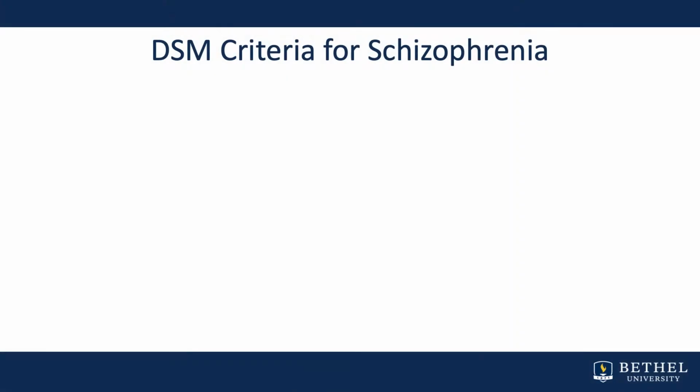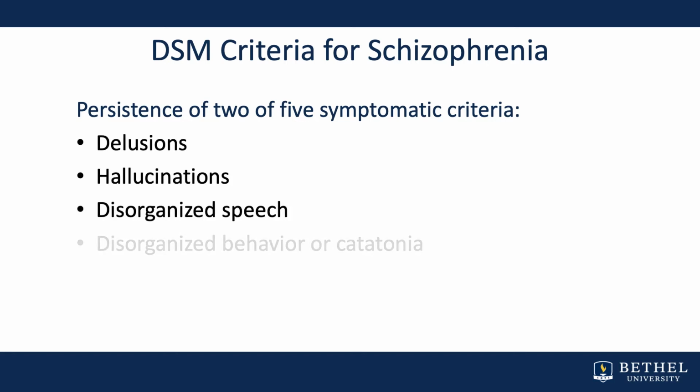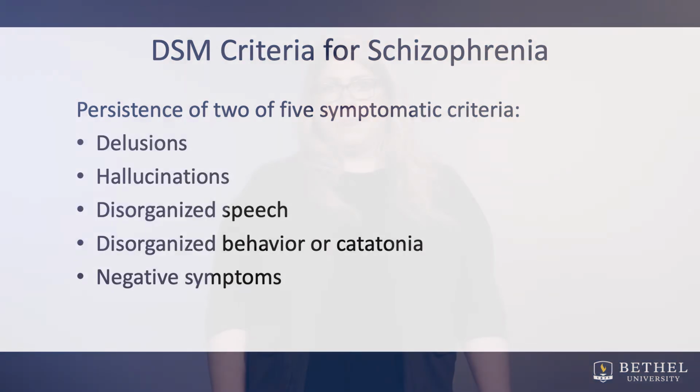The DSM-5 schizophrenia diagnosis requires persistence of 2 of 5 symptomatic criteria: delusions, hallucinations, disorganized speech, disorganized behavior, or catatonia, and negative symptoms. Here is a case example to help us better understand the application of the DSM diagnostic criteria.